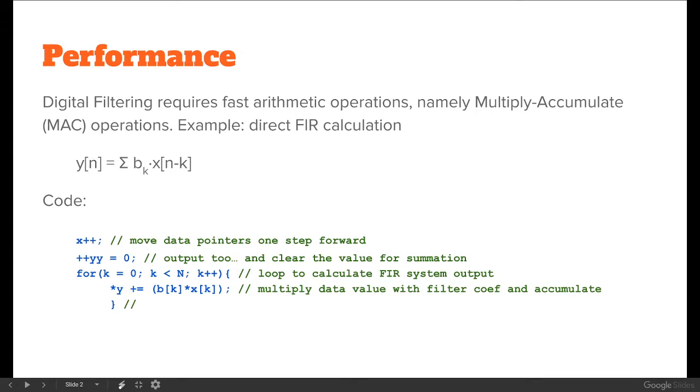Okay, and yeah, for example, direct FIR calculation, which is just that formula there. So basically, we have the impulse response convolved with the input signal as a code for single time step signal. You actually just run it in a loop like that. Good.